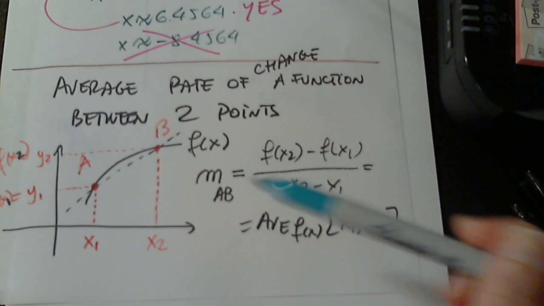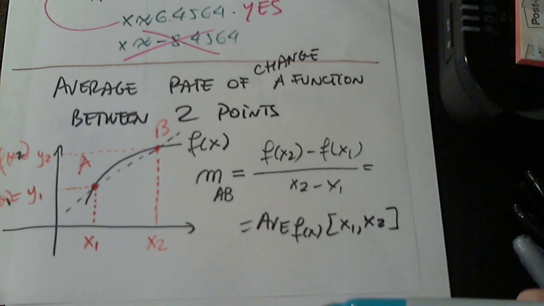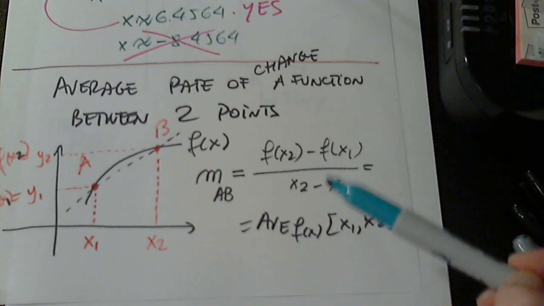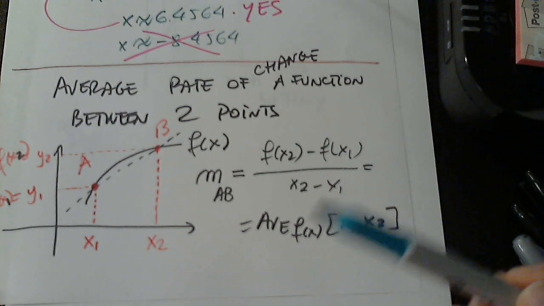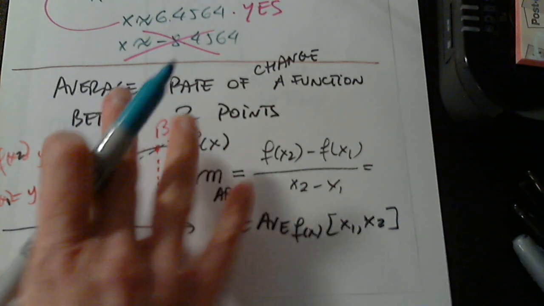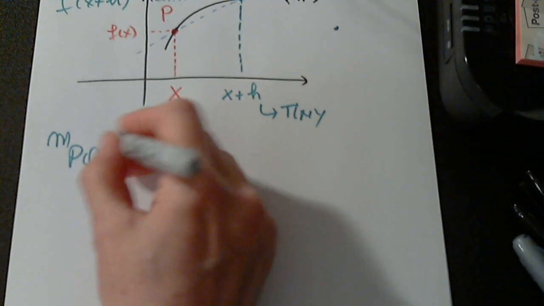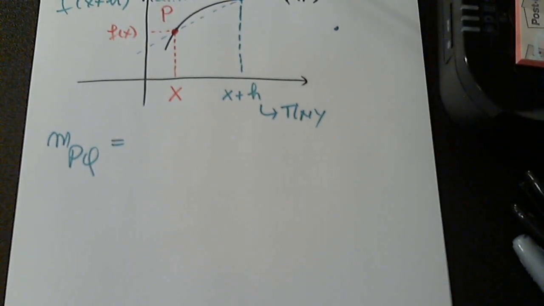I drive to New York. It took me 7 hours, 200 miles. It was a very slow ride. 200 divided by 7 hours, and I tell you the average rate. So now, how do I write the slope of PQ? Just the notation is different, nothing else is different.